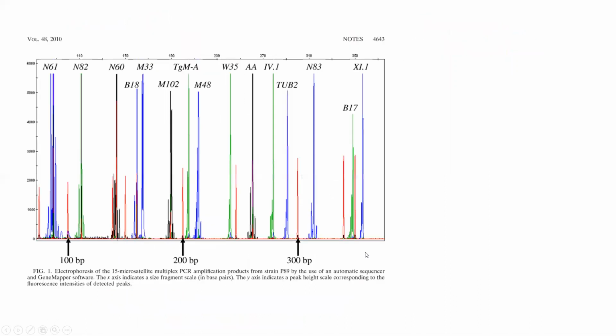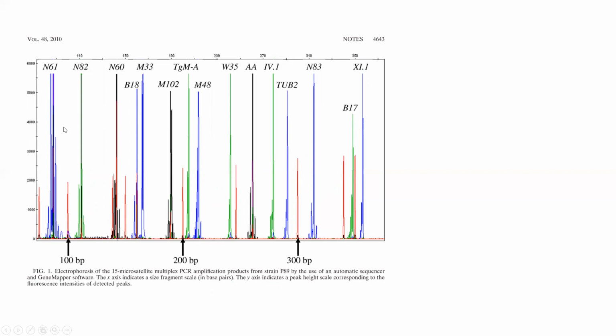Okay, so here is an example from that 2010 paper by Dr. Eisenberg and colleagues. These figures show 15 different markers. You see the blue peaks, and I think there are 7 blue peaks labeled with the fluorophore FAM. And there are 5 green peaks and 3 black peaks here. So all 15 peaks are detected.